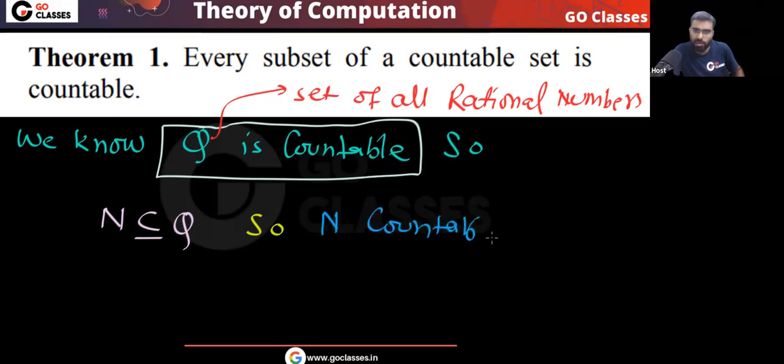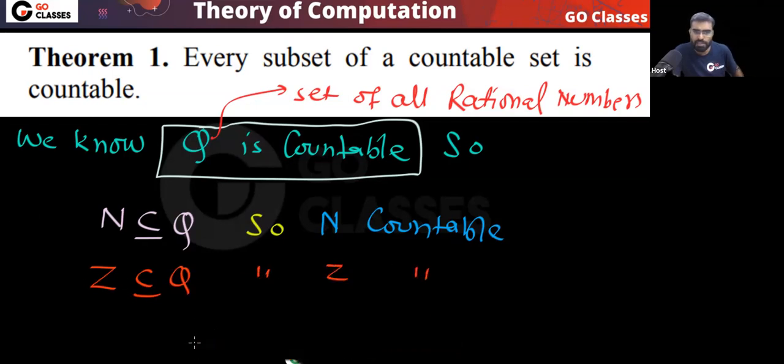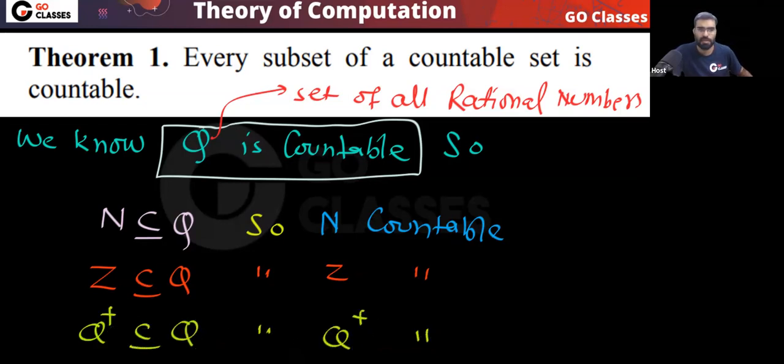Who else will become countable? Every subset of a countable set is countable. And you can see the set of natural numbers is a subset of the rational numbers. Every natural number is a rational number. Every integer is a rational. So this also becomes countable. What else will become countable? Q plus is a subset of Q, so Q plus will become countable. Agree? Yes or no? Okay.